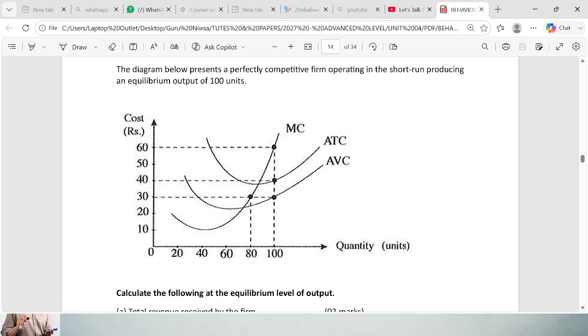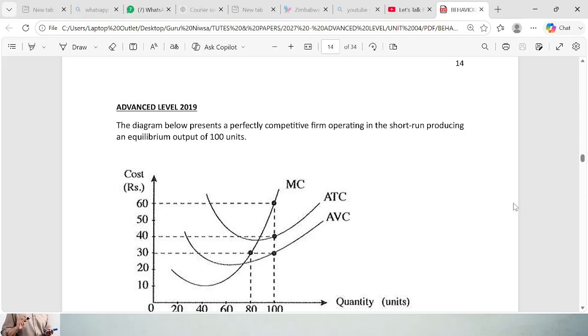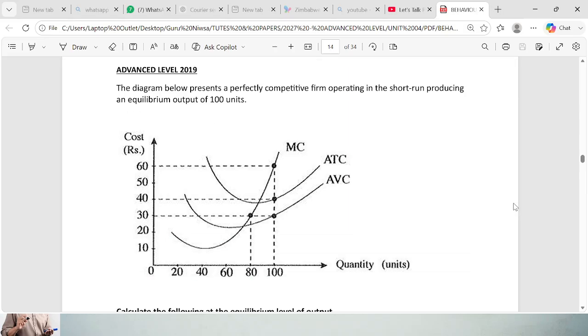Shall we do the 2019 A level paper question? Page number 40, A level 2019. Let's do it. Can you see the screen? Yes, sir. The diagram below presents a perfectly competitive firm operating in the short run, producing an equilibrium output of 100 units.